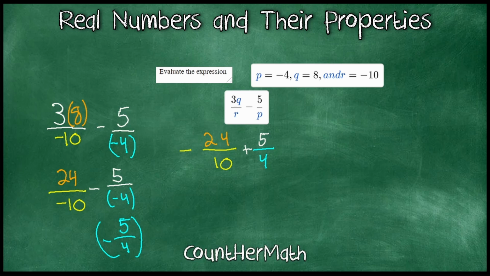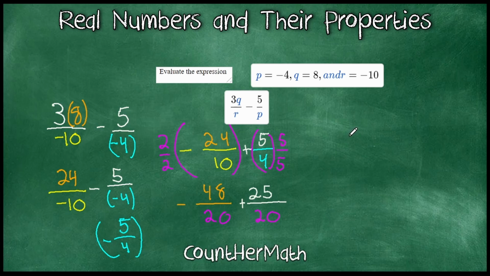So now to add these fractions, I need to have common denominators. And the first number that both 10 and 4 go into is 20. So that's what we're going to change our denominator to. And we need 10 times 2 in order to get this denominator to be 20. So I'm going to multiply this entire fraction by 2 over 2. And 4 times 5 is what gets me to 20. So on 5/4, I will multiply the fraction by 5 over 5. This is going to allow me to get two fractions that have the same denominator.